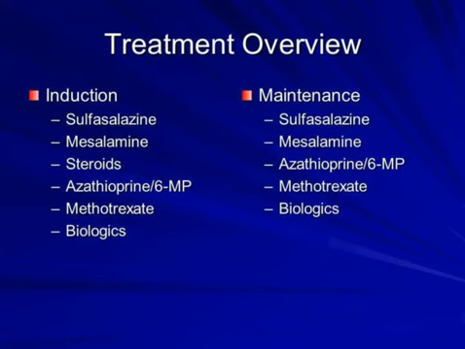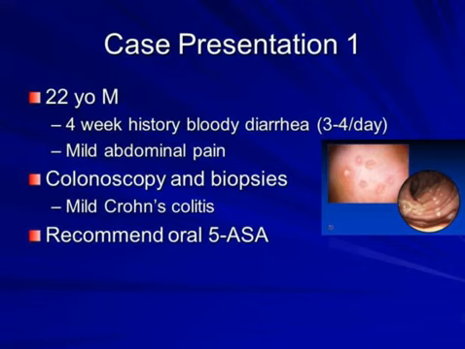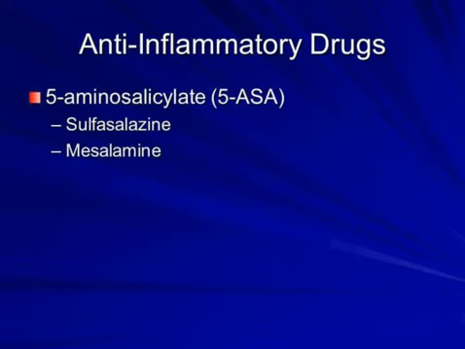I'm going to go into more detail about all these medical therapies with you, and for each group, I'll do so in the context of a case. Our first case is that of a 22-year-old male who has a 4-week history of bloody diarrhea and some mild abdominal pain. He has a colonoscopy, images shown here, and some biopsies, and the findings are consistent with mild Crohn's colitis. His gastroenterologist recommends that he start an oral 5-ASA.